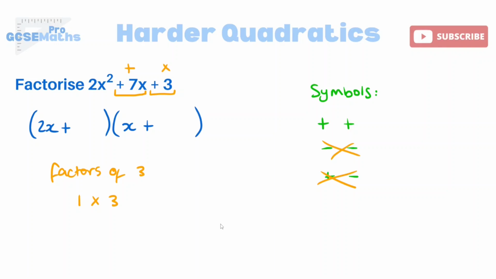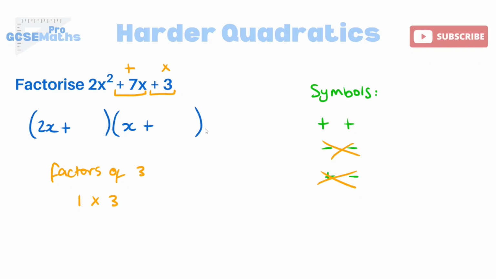However, in this case now, as you can see, one of the brackets is 2x, one of them is x. So we can't just throw the 1 and the 3 in randomly. We have to figure out which bracket is which. You're probably also thinking, well, 1 and 3 don't add together to make 7. No, they don't. But that's because one of these two numbers will be multiplied by 2.